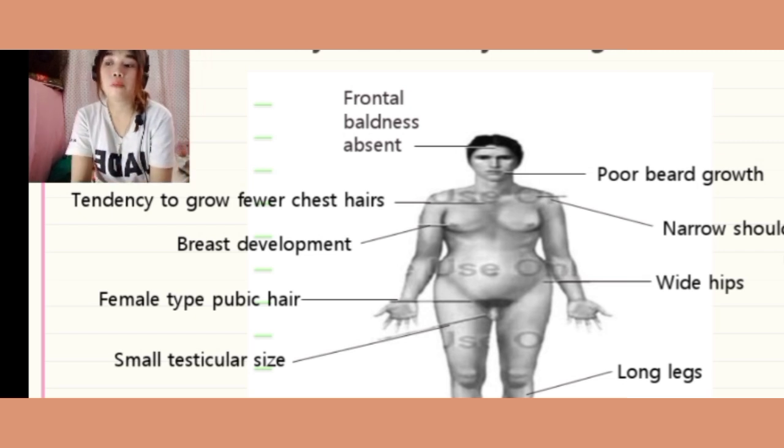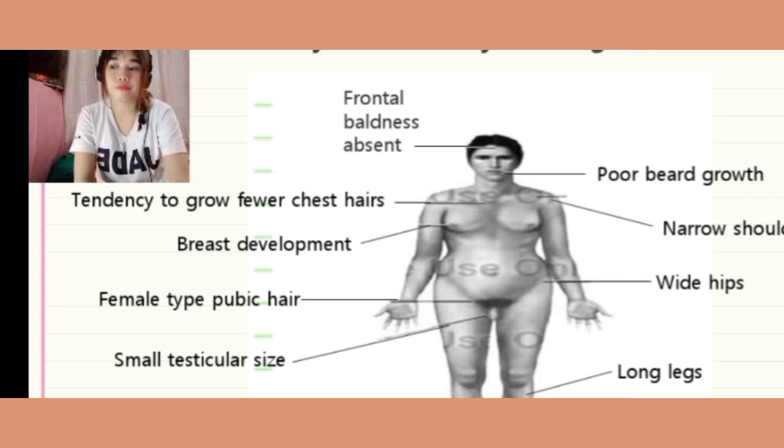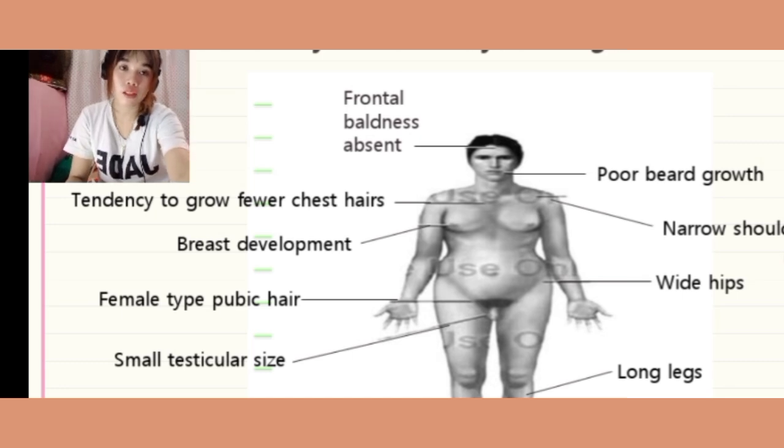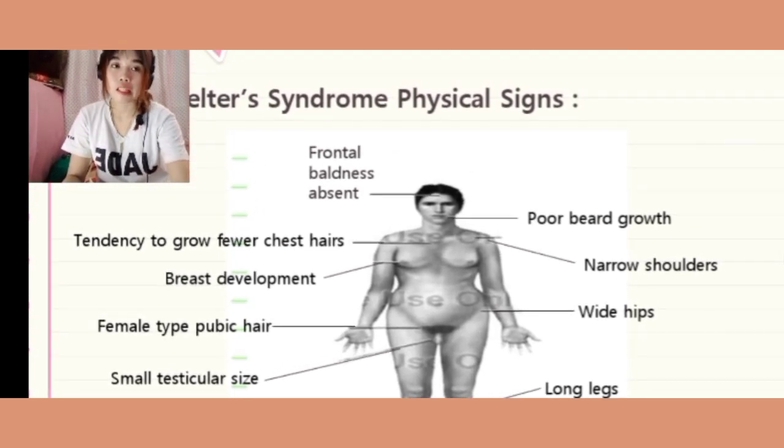Next, we have a tendency to grow fewer chest hairs, so a lower amount of body and facial hair in men. And breast development, so larger breasts and female-type pubic hair. This type of pubic hair is the same as female pubic hair, and this is not normal if boys have this kind of condition. Next, we have small testicular size and poor beard growth, so men have less chance of growing a beard.